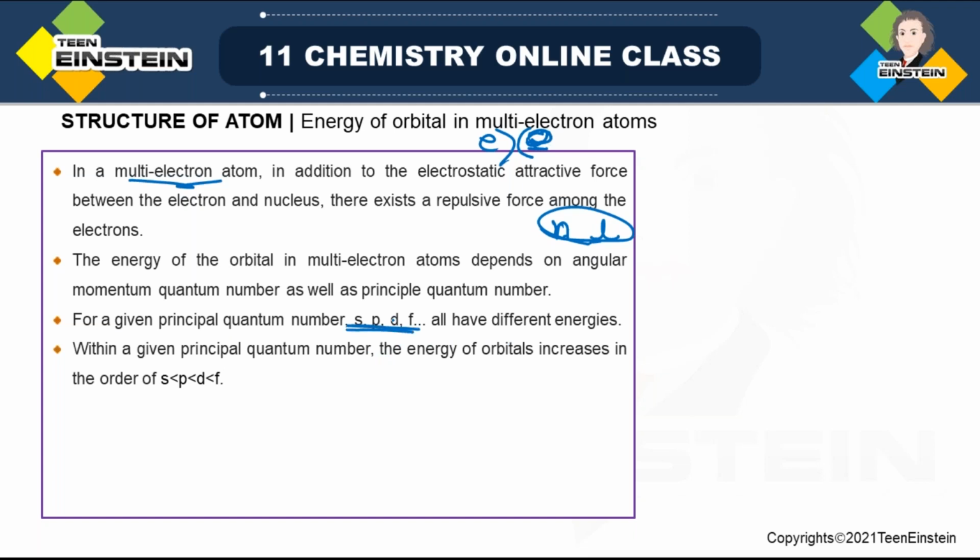As we move from S to P to D, you will see that though it is the same principal quantum number, the energy will increase. Within a given principal quantum number, the energy of the orbital increases in this order. So as the L value is increasing, the energy is also increasing, though the principal quantum number is the same. Okay.